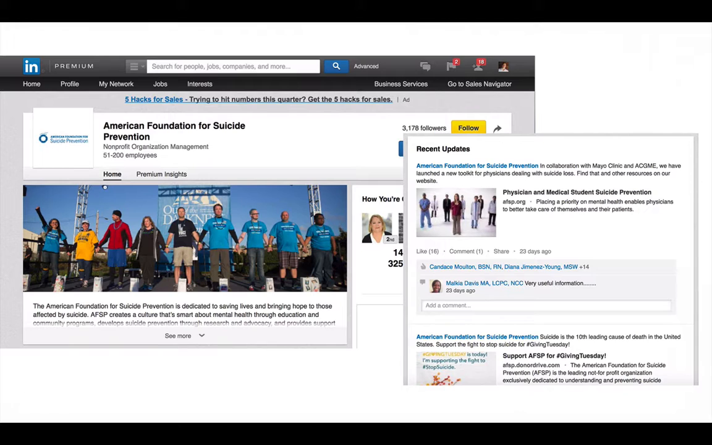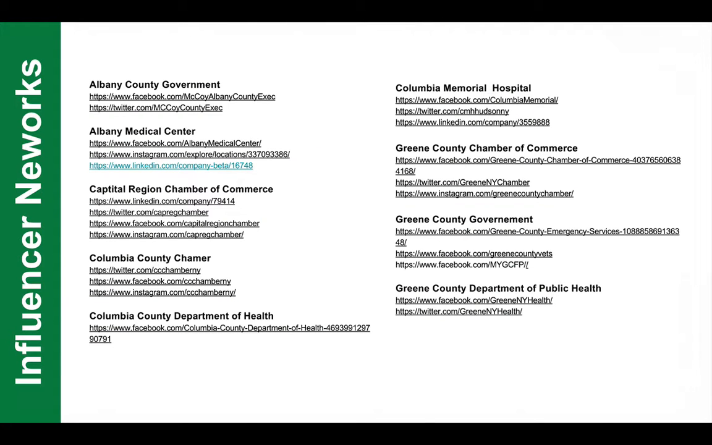But if we had to pick one and we had to start someplace, I'd say we start with Facebook and then we build from there. So here are the 18 influencer networks that I identified initially. Now again, this is not a comprehensive list. There is 2, 3, 4 times the number of what I've identified here. But this is a place to start from.